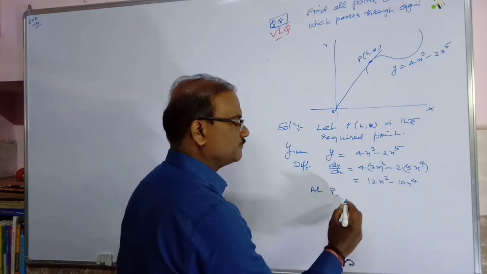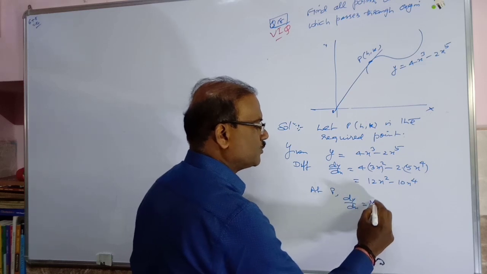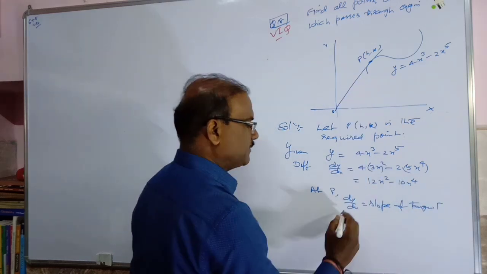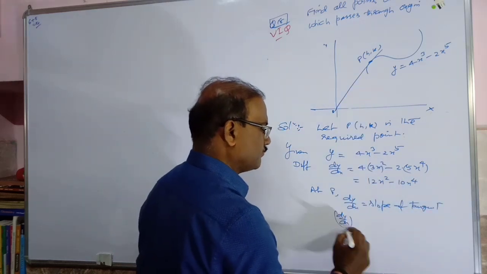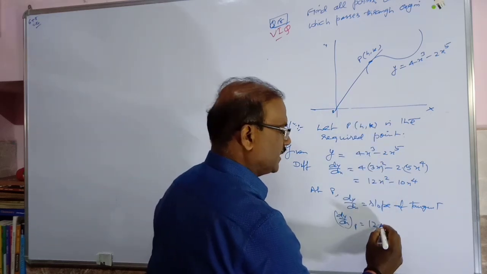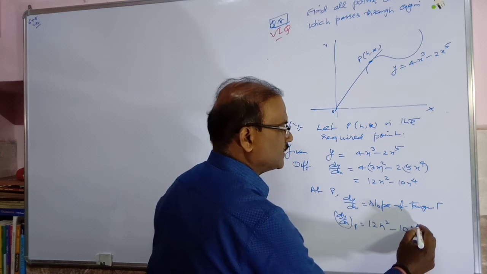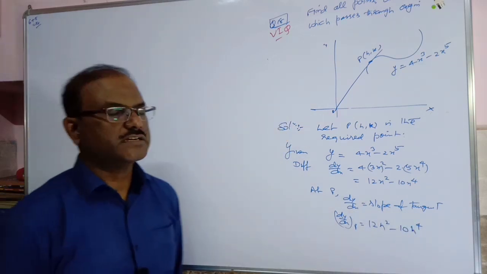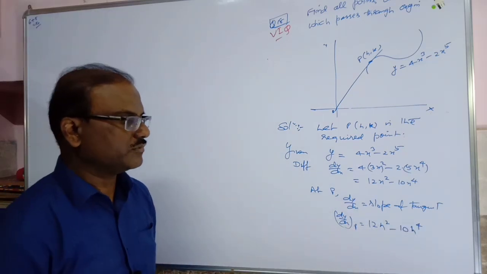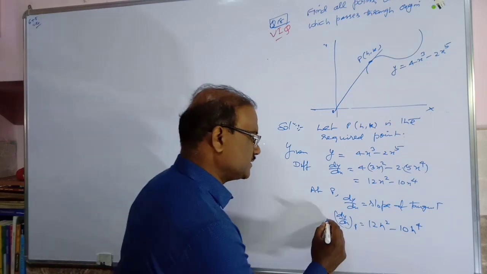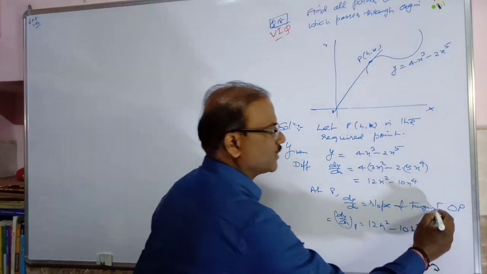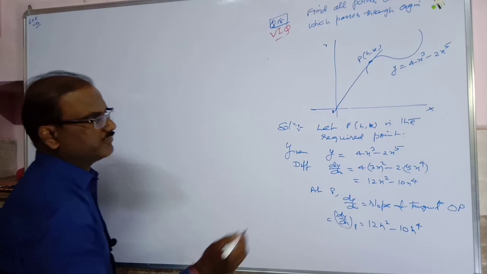At P, dy by dx, that is the slope of tangent. What happens at P? Slope of tangent will be 12h² minus 10h to the power 4, where h and k we put there. This is the slope of tangent. It means slope of OP, tangent OP. Call this one as tangent OP. Okay, tangent OP, we got this as equation 1.